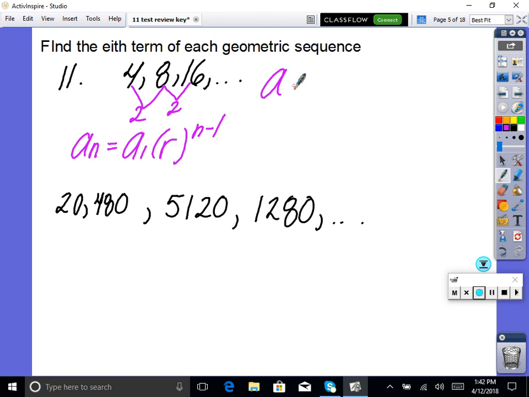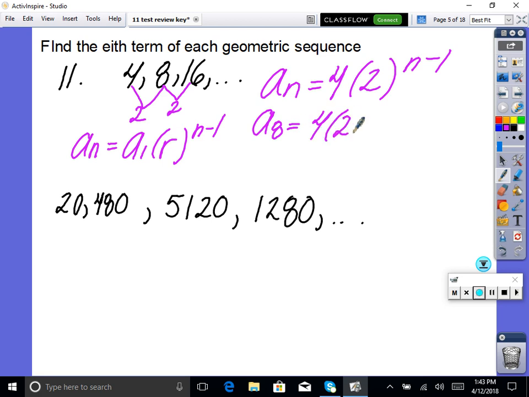We want a sub n to be equal to our a sub 1, which is 4, times 2 raised to the n minus 1. It asks us to find the 8th term, so just plug in a sub 8: 4 times 2 raised to the 8 minus 1. You type it into your calculator. It's that simple. And we get number 11, just looking at my key here, 512. The 8th term, not the sum of the 8 terms, just the 8th term, was that.